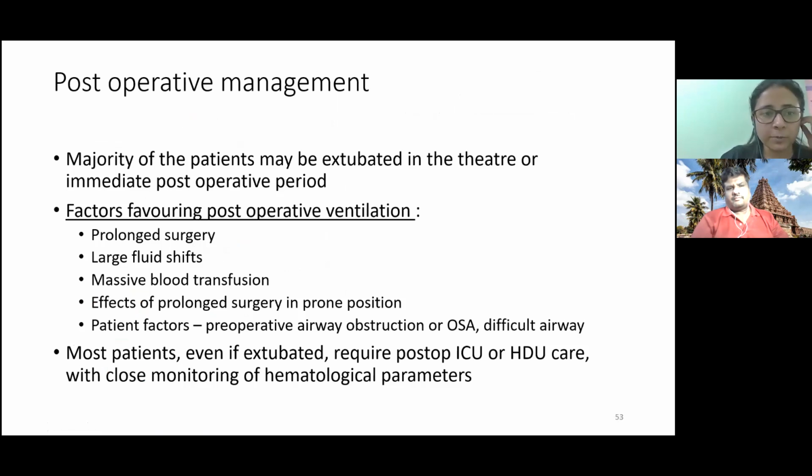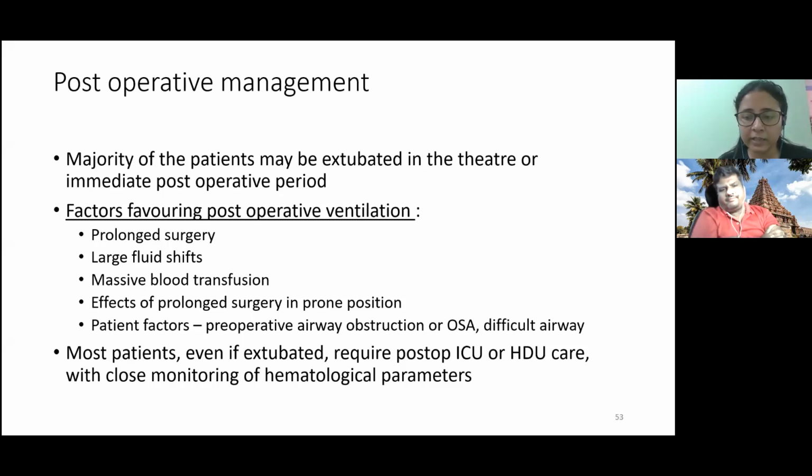Now, coming to post-operative management, the majority of the patients may be extubated in the theater or immediate post-operative period. However, factors which favor post-operative ventilation include prolonged surgery, especially more than 5 hours, large fluid shifts, massive blood transfusion, effects of prolonged surgery in prone position like airway edema, and patient factors such as preoperative airway obstruction, obstructive sleep apnea or difficult airway. In those cases, post-operative ventilation should be considered.